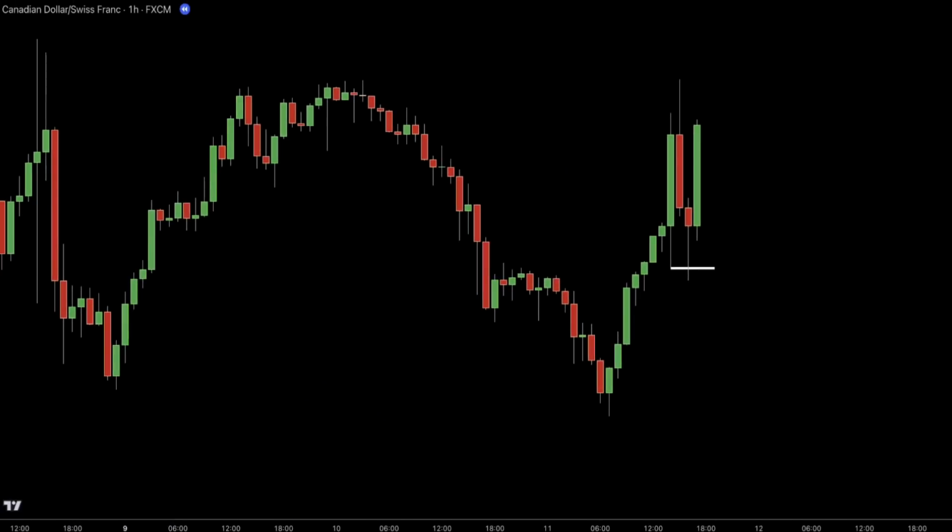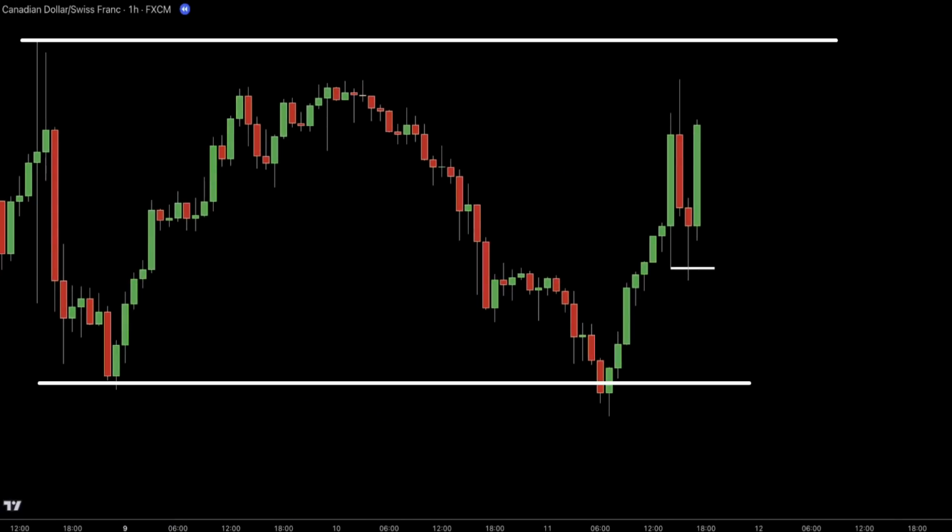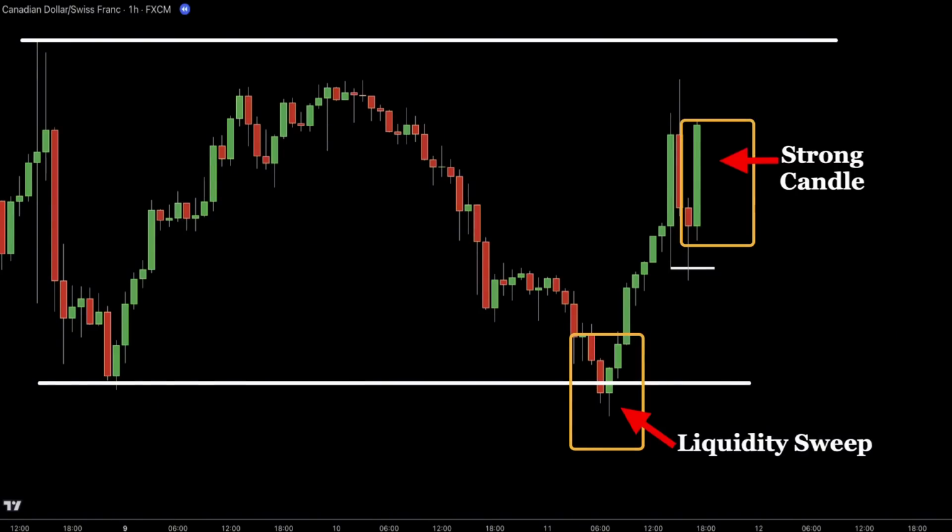Since we're trading the 5-minute chart, we move up to the hourly chart to see the bigger picture. Here's what the hourly chart tells us. There was a liquidity sweep on this time frame as well, which preceded a strong bullish move. This move is confirmed by a strong green candle, showing clear bullish momentum. The market is likely to continue up to the next resistance level. The higher time frame supports our bullish idea on the 5-minute chart.